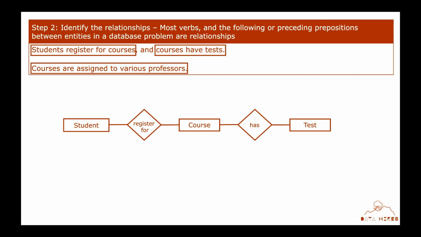The third relationship is courses are assigned to various professors. We already have course in the ER diagram. The remaining relationship is assigned to, because that's between the entities course and professor. We still don't have professor in the ER diagram. Hence, we will add that relationship in here like this. Course is assigned to professor. Now, we basically have the skeleton of our ER diagram, and this is how the structure of the ER diagram for this particular simple problem would look.